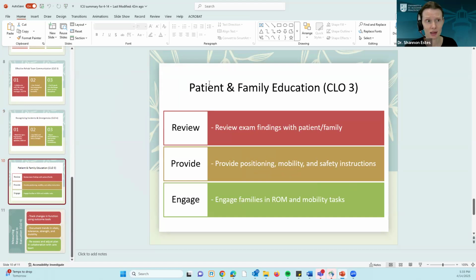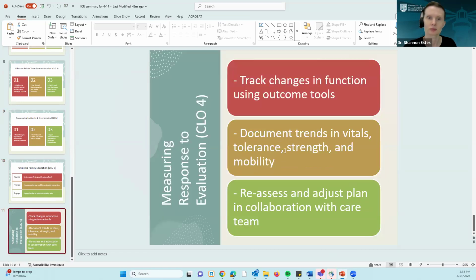This goes along in any setting, patient and family education. Okay, you're going to educate the patient and the family in any and every setting that you can. You're always going to measure and track your responses to your evaluations, right? What that means is you're going to do your evaluation as you continue to see them. You're going to track if they progress or regress in their function. You're going to always be documenting how they tolerated treatment. A lot of times that's going to look at their vitals.